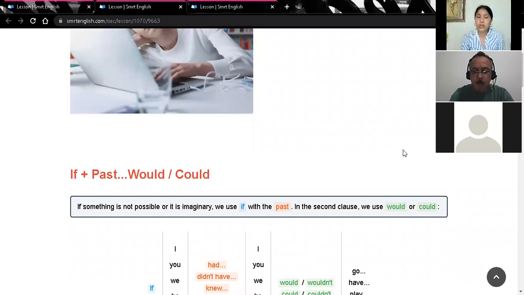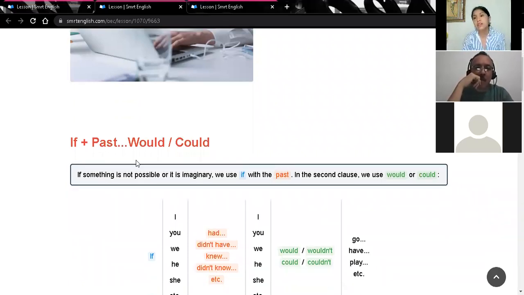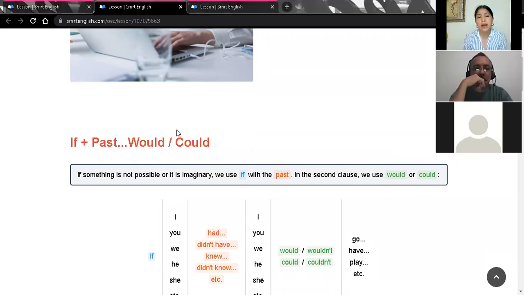Okay, what is the structure of this conditional? In the first clause, the if clause, it is going to be if and the past tense of the verb. And in the other clause, the result clause, we will have would or could plus the base form of the verb. Okay, the use of it. If something is not possible or it is imaginary, we use if with the past. And in the second clause, we use would or could plus the base form of the verb.